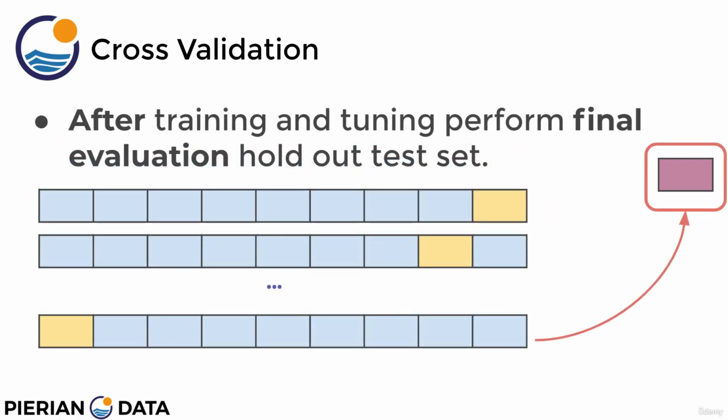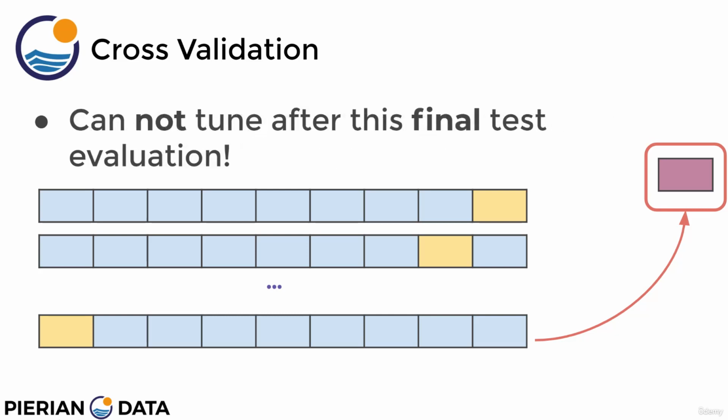So after training and tuning, you perform a final evaluation on what we're calling our final holdout test set. The very important thing to note here is that you cannot tune after this final test evaluation. The idea behind that is you want some sort of performance metric as a final report telling you how well the model is going to perform based off data that it was not trained on and based off data that it was never adjusted to.